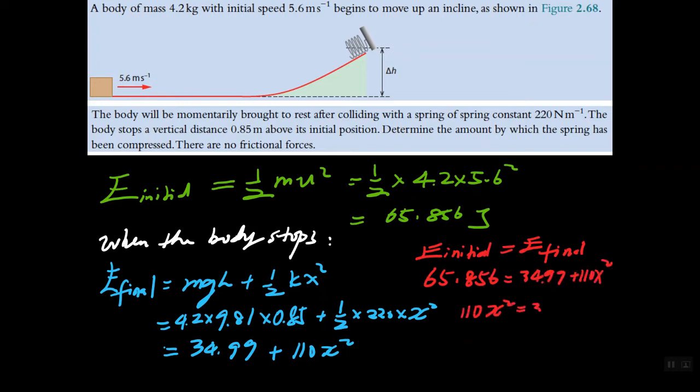solving this, 110x squared equals to 30.866 and x squared equals to 0.2806. It gives us x equals to 0.53 meter.